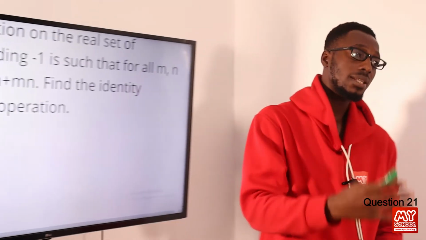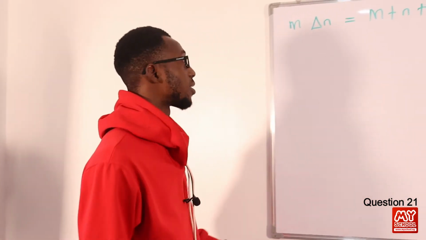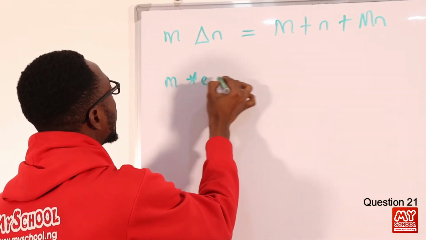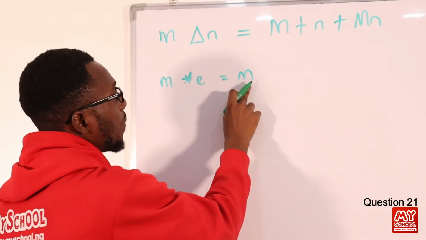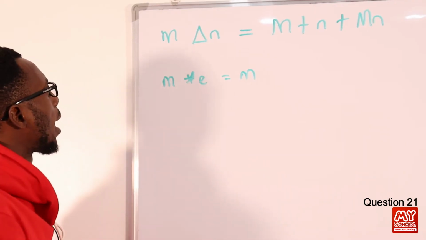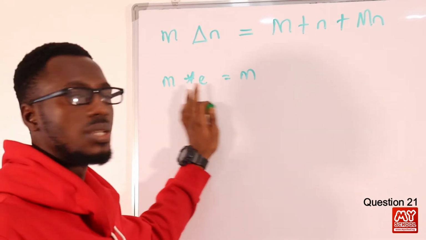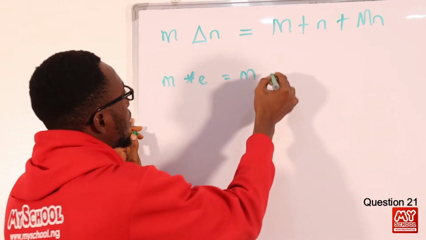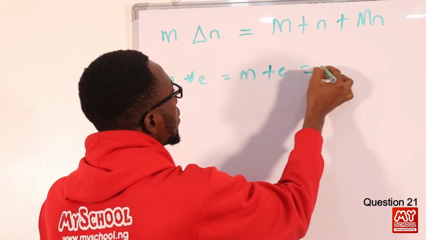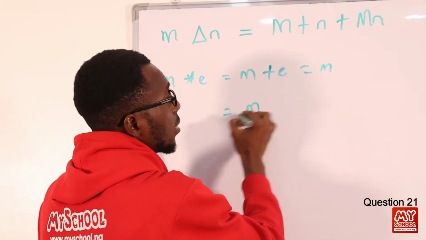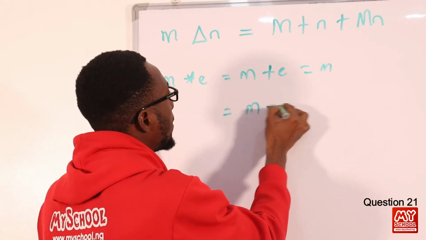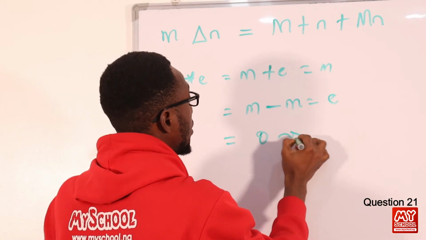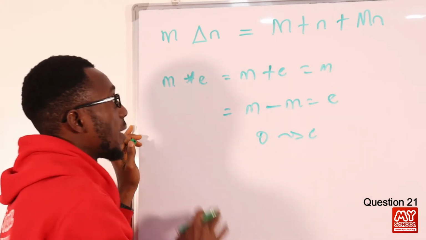Okay, so the identity element is the neutral element. The implication is that if I combine the identity element with m, the answer should still give me m. That is, what number can I combine with m that will still give me m? If it is under the condition of plus, then m minus m equals e, so that implies that 0 equals e. That is, e is 0, depending on the condition that we are given.